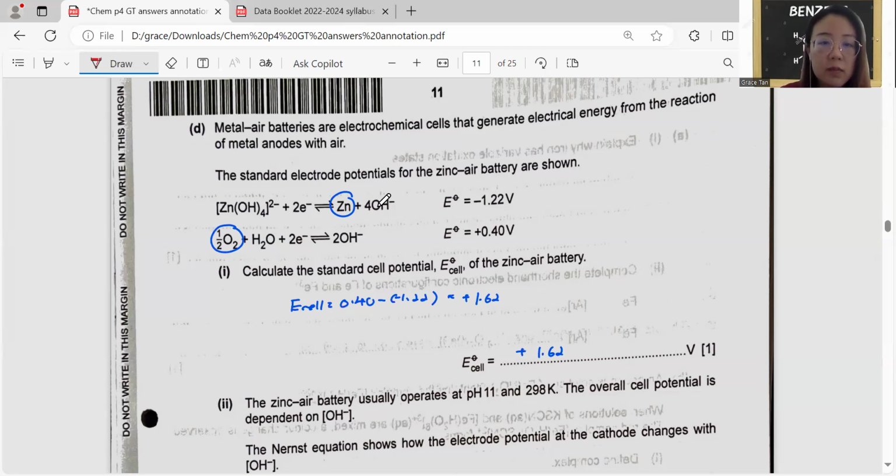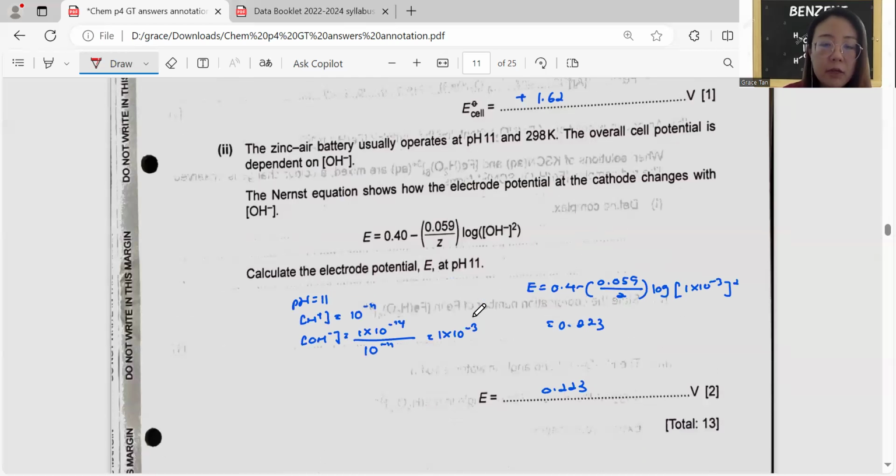Because you wanted zinc and you wanted oxygen, I circle zinc, I circle oxygen. What we know is that the more positive will undergo reduction and the less positive will undergo oxidation. So the formula for E cell is more positive minus less positive. So the E cell value is 1.62, which is correct, oxygen and zinc. So it's called the zinc air battery cell.